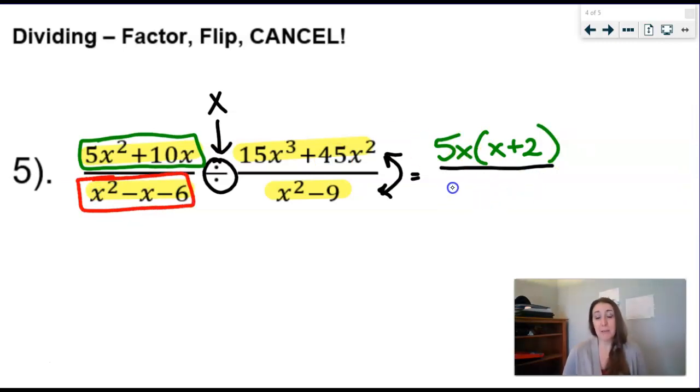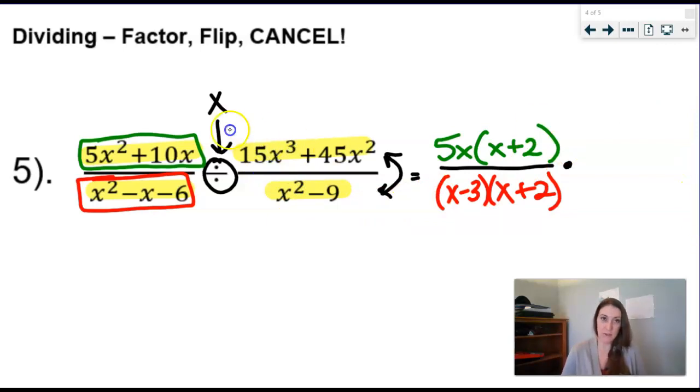The trinomial: the back numbers have to multiply to negative 6, and the others have to add up to negative 1. So methinks a negative 3 and a positive 2 would do it. All right, remember, I'm changing this to a multiplication problem, so we're going to change that. And then now I have to remember that I'm flipping this fraction.